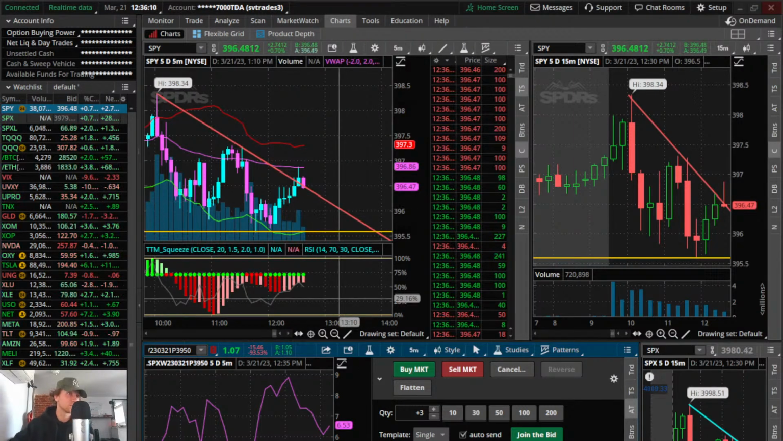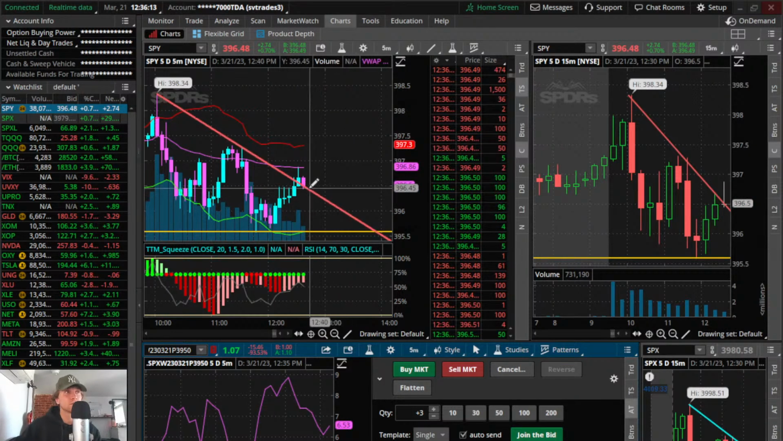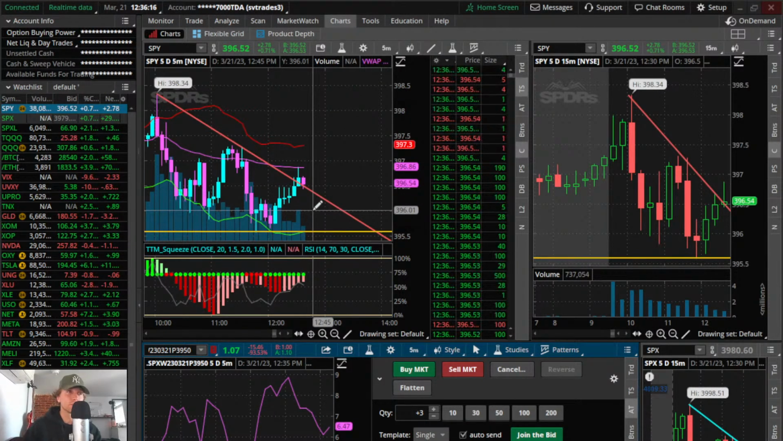All right, so we're starting to push it down. This could be a really great trade. I just don't want to see a bounce at this line. Just want to get right back into this level, and I'll feel much more confident. But I'm not going to get my hopes up.